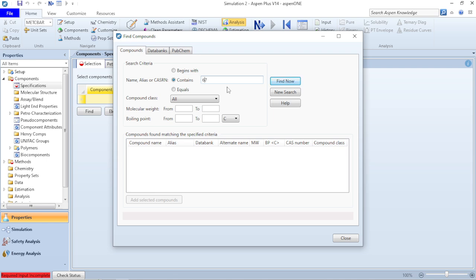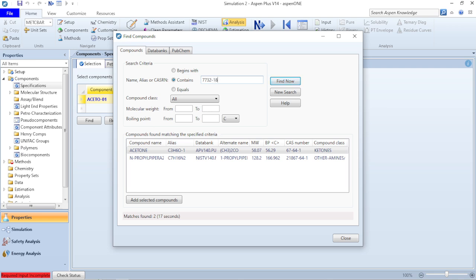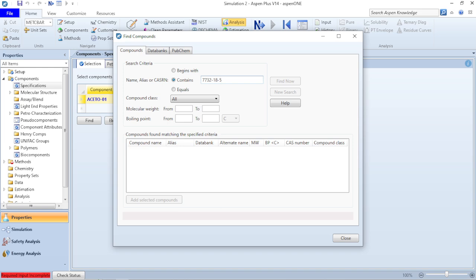I'm doing that for acetone first. Acetone is 67-64-1. Why I love using this is that it's straightforward to just get the component I'm looking for, and then I add and go further. The next one is water, which is 7732-18-5. This is my water.